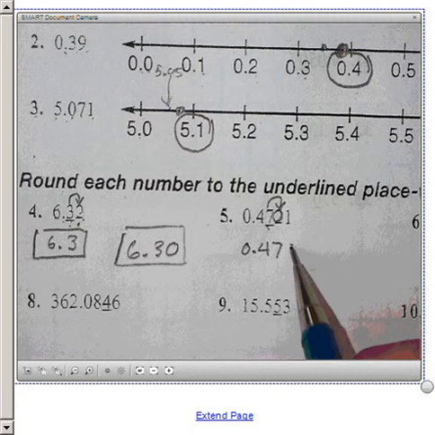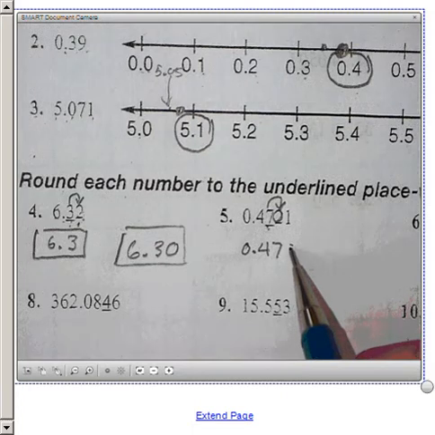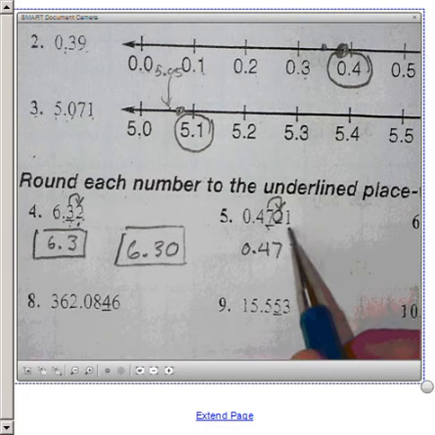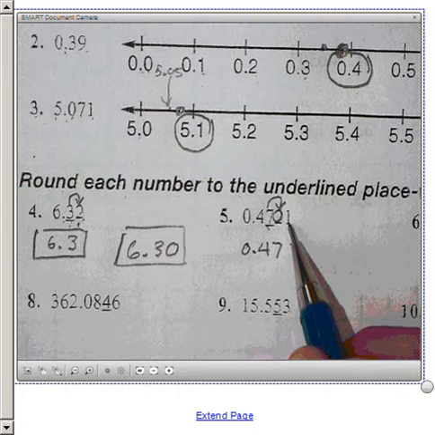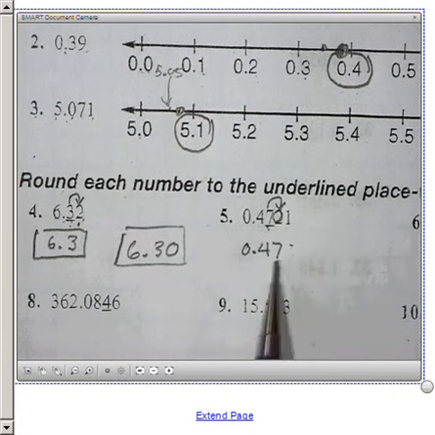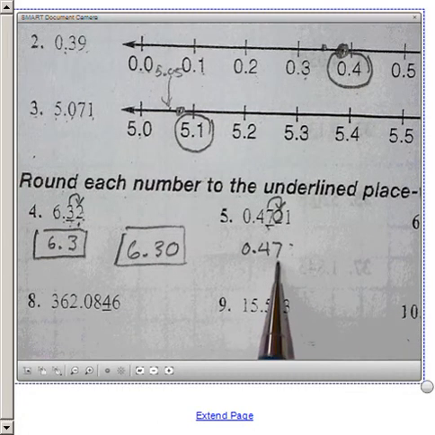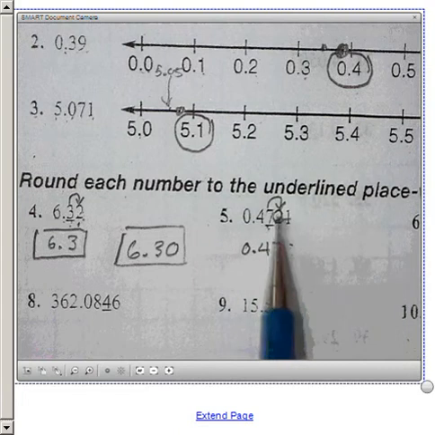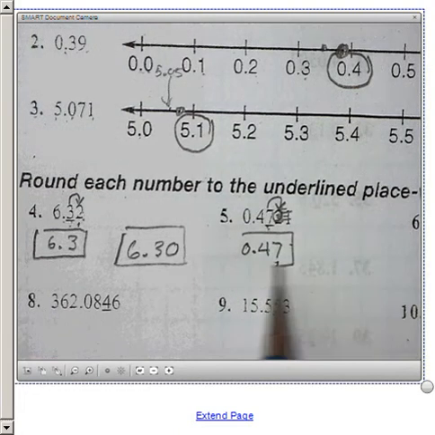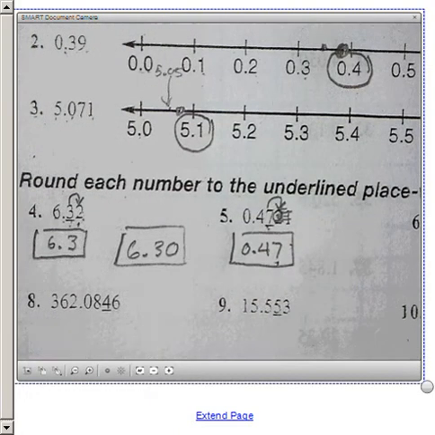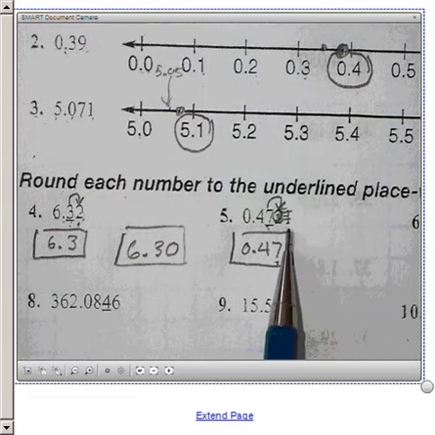And can we put a 0 there if we want it? Yeah. Do we have to? No. Do we do anything with that 1? Remember, when we're rounding to the underlying digit, that's the only one we're worried about. We're not worried about anything past that. So that's our final answer. We don't care about that 1.